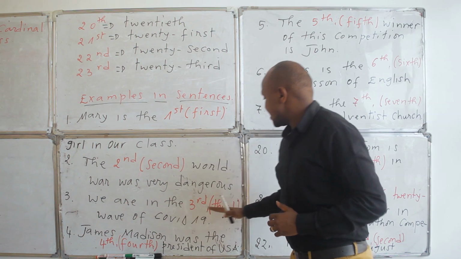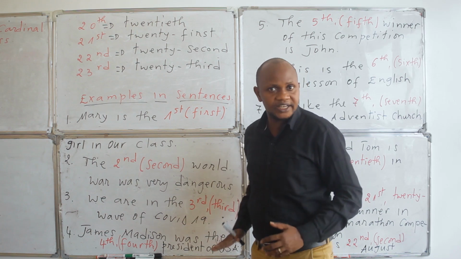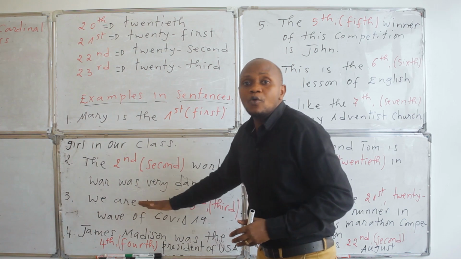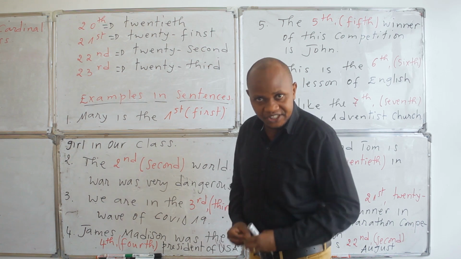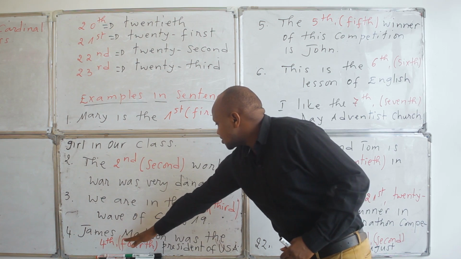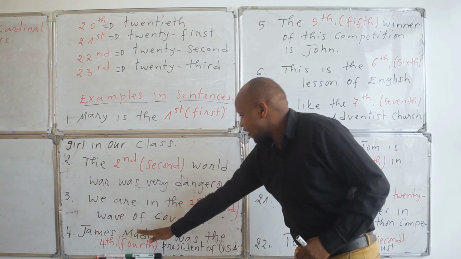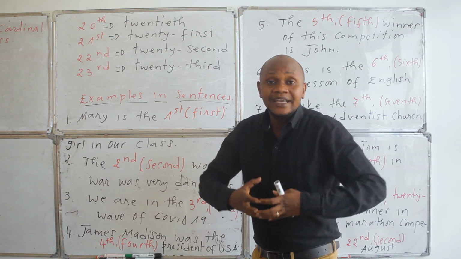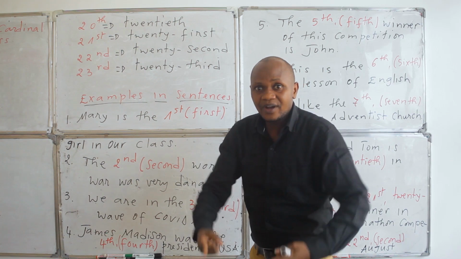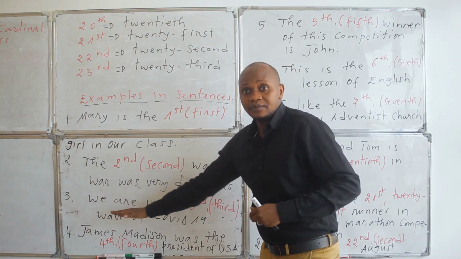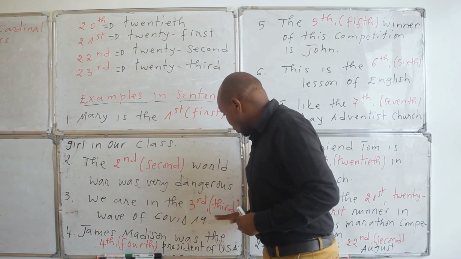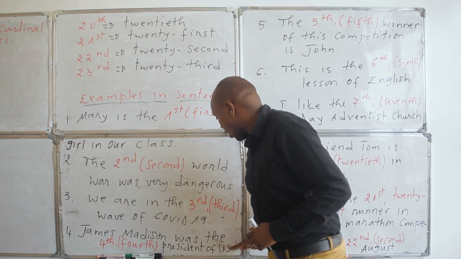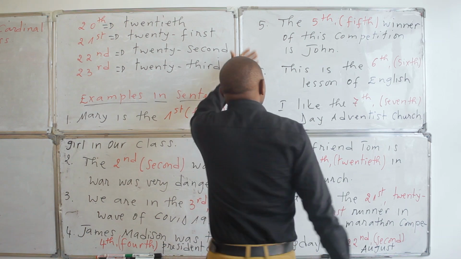Third, we are in the third wave of COVID-19. Turi mu nkubiri ya gatatu ya COVID-19. Fourth. James Madison was the fourth president of USA. James Madison yari perezida wa kane cyangwa yabaye perezida wa kane wa Amerika. James Madison was the fourth president of USA. We're going to continue here.